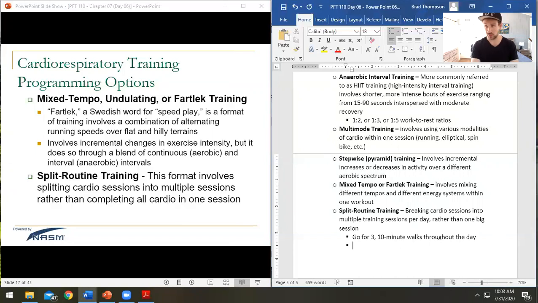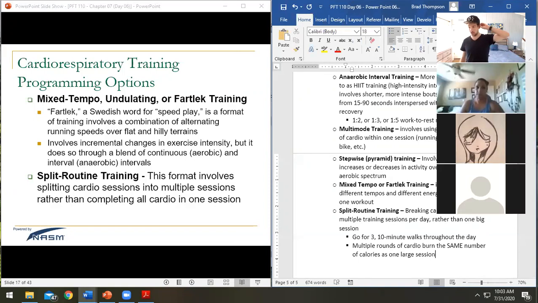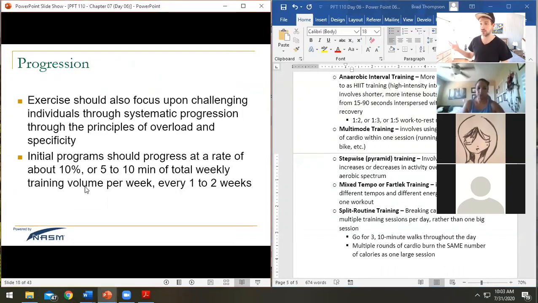It has been proven and shown that multiple rounds of cardio burn the same number of calories as one large session. You are not going to burn more calories just because you're doing a longer cardio session. That's not how muscle recruitment and ATP production works, right? If you're recruiting muscle for 10 minutes, 3 times, that is the same as recruiting that muscle for 30 minutes straight, at least in terms of calorie burn.